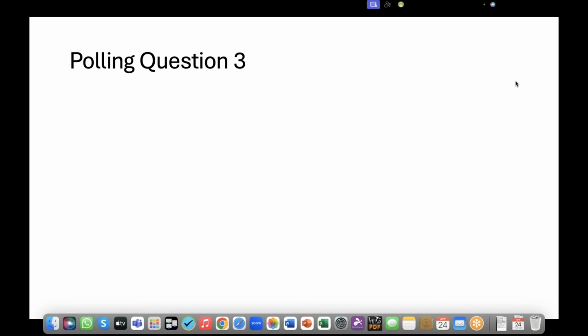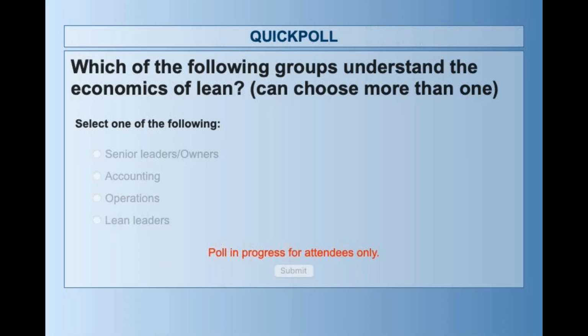So, polling question number 3. In your company, which of the following groups do you think understands the economics of lean?